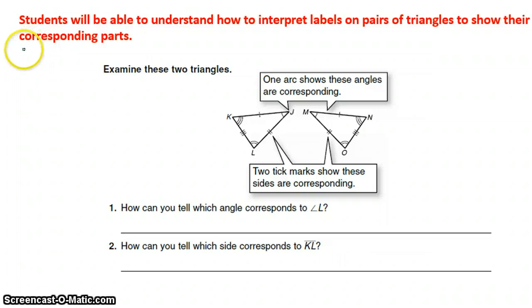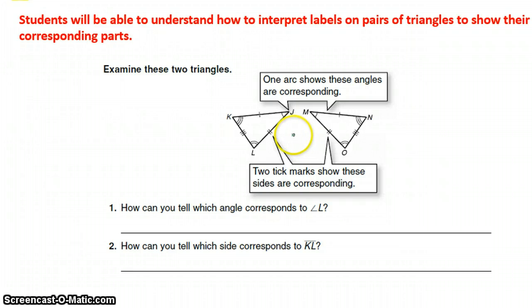So to start our video, what's going to happen is that you as the student will be able to understand how to interpret labels on pairs of triangles to show their corresponding parts. So let's take a look at our first example. Let's examine our two triangles here. We have triangle JKL and triangle MON.